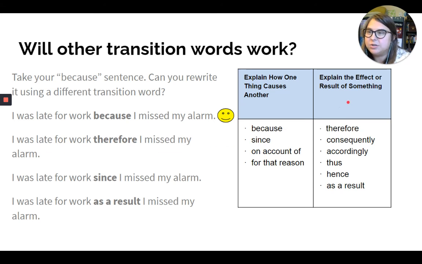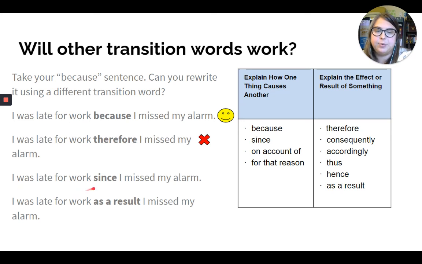Therefore is a word that shows effect, right? So that means that I missed my alarm is the effect. That means it has to happen second. But that doesn't make any sense. I can't be late for work and then miss my alarm. It doesn't work that way. So this is not a good replacement for the word because. It just doesn't make a lot of sense. What if we tried it with a different word?